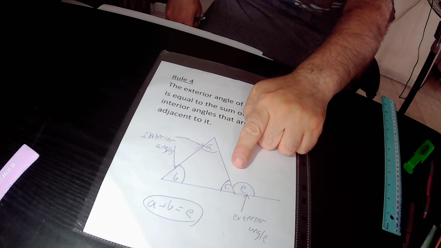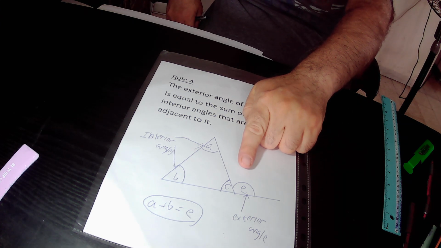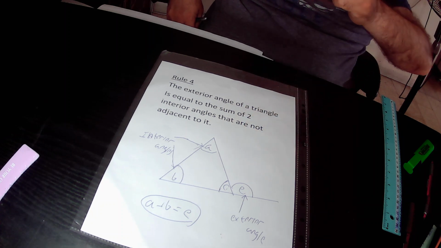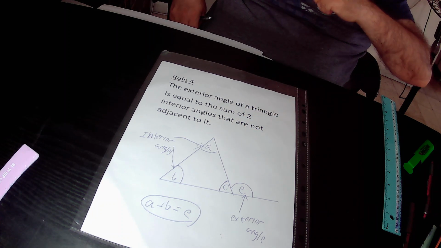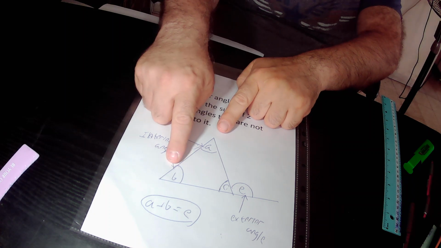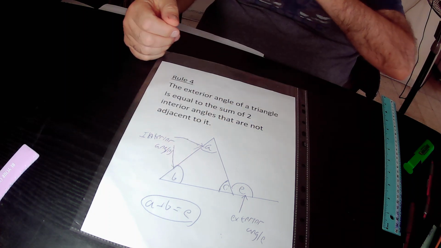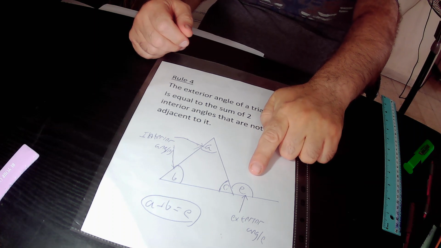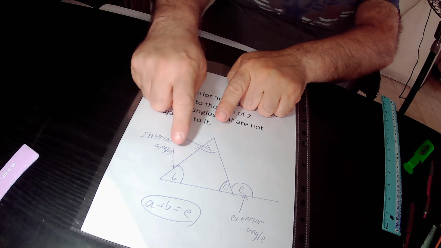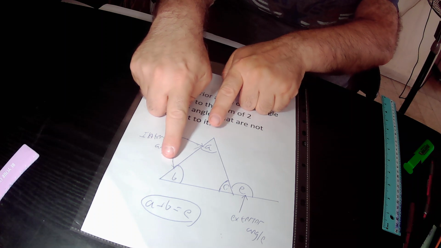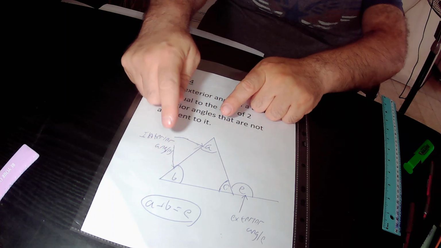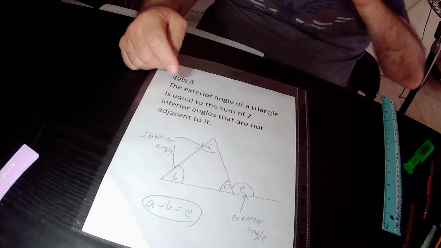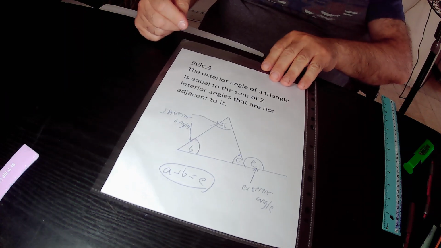According to rule 4, the size of the exterior angle E is equal to the sum of the two interior angles that are not adjacent to it. Angle C is adjacent to angle E. The two other interior angles that are not adjacent to angle E are A and B. That is to say, angle E equals A plus B. So we can implement rule 4 in our drawing.